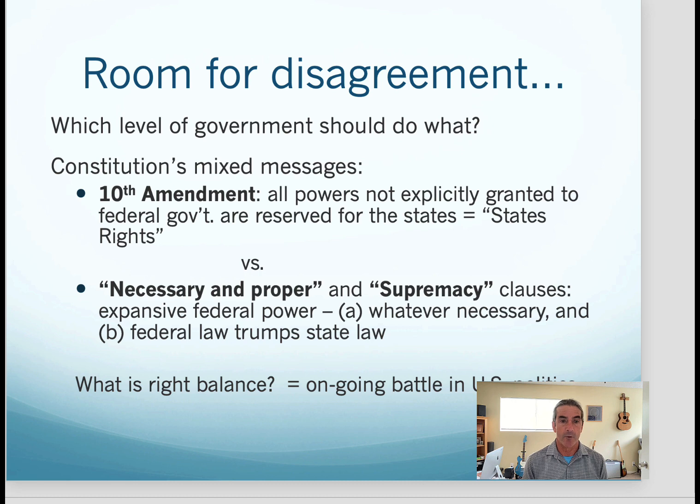That seems pretty straightforward. Except that you'll recall that we've talked about a couple of other clauses that are pretty important in the Constitution, the necessary and proper and supremacy clauses. These are the basis for expansive federal power. Any power that is necessary for the federal government to do what it is ascribed to be doing in the Constitution, and also anytime federal and state law conflict, federal law wins. The right balance between those two things has been an ongoing battle throughout the entirety of United States political history.